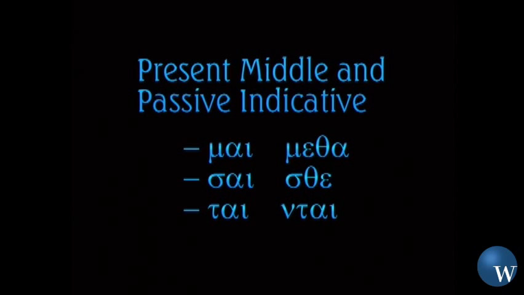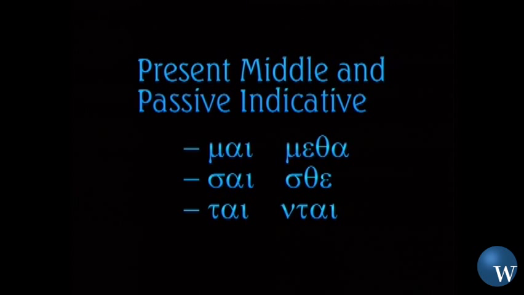Now, in our lesson before, we introduced the middle and passive in the present. Here they are: omai, ei, etai, ometha, esthe, ontai. Remember, first, second, and third person singular, first, second, and third person plural in the right-hand column. Just by way of remembrance, on the second person singular, where it says psi there, in the present the actual ending is going to be an eta with an iota subscript, and we'll talk a little bit more again about why that's the case.